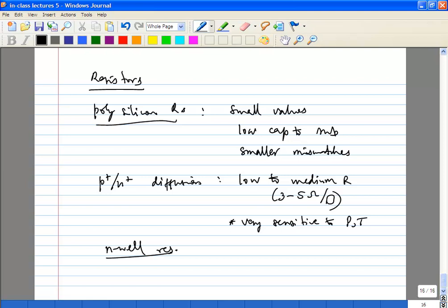Then you can use your N well to create your resistor. N wells are typically high resistivity, higher than diffusion, so you can make high value resistors. Okay, and obviously this is also going to be process and temperature sensitive. And the other thing to remember about N well resistors, obviously because now they are right next to your substrate, they are going to have a lot of cap, okay, a lot of parasitic capacitance to your substrate.